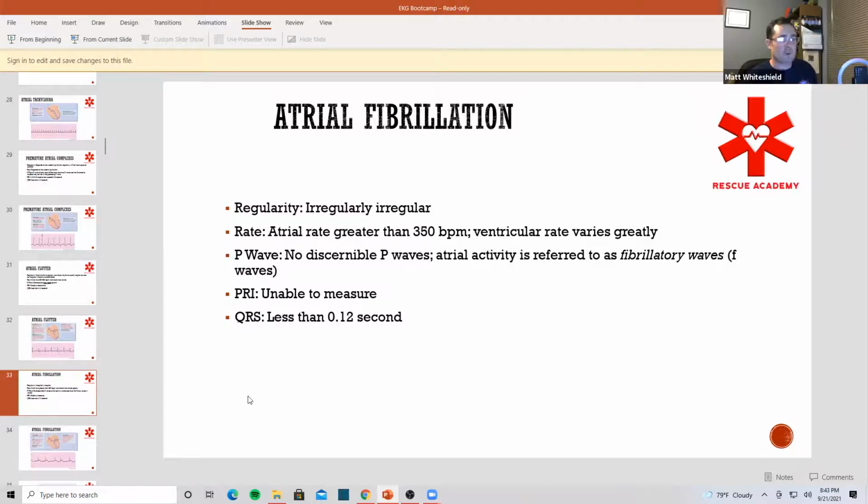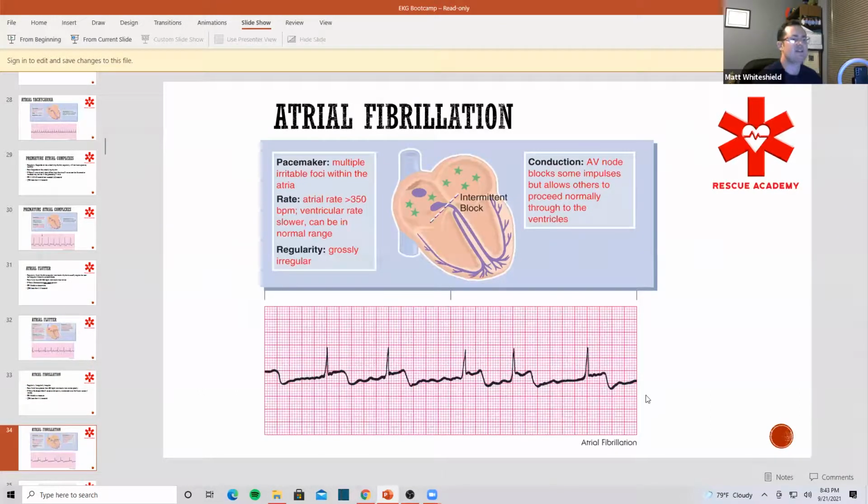Now it says atrial rate that is greater than 350 beats per minute. You're not even going to be able to tell what the atrial rate is. It's just going to look so crazy, right? No discernible P waves. It's fibrillating, basically. PRI is unable to measure, but it's a normal looking QRS complex. So we look at this.